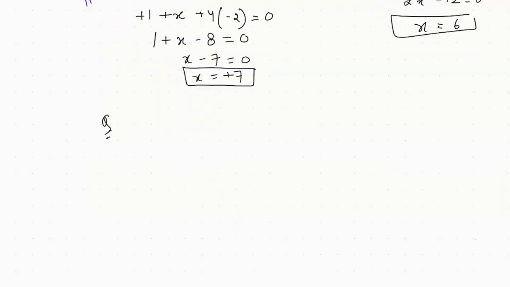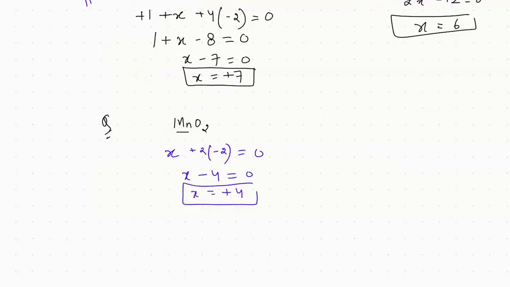Next we have MnO2. Let Mn's charge be x. For 1 oxygen, the charge is -2. So for 2 oxygen, it is going to be 2 times -2. And the net charge is going to be 0. So x minus 4 is going to be 0. So x is going to be +4. Did you understand my point? Yes or no? Understood.